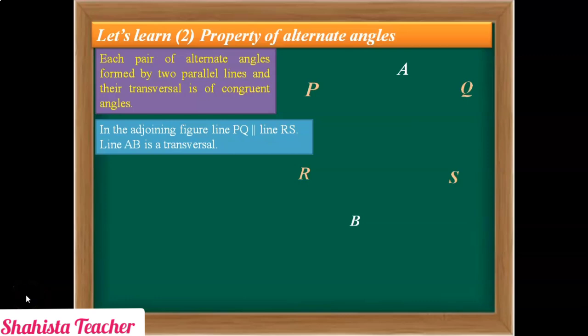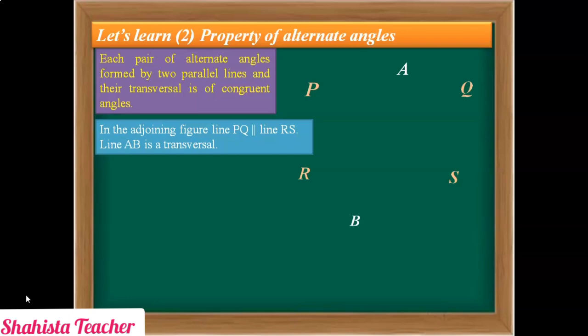After learning the property of corresponding angles, let's learn the property of alternate angles. The second property is the alternate angles property. What is an alternate angle? Alternate angles are those on opposite sides and opposite directions, and they are congruent.